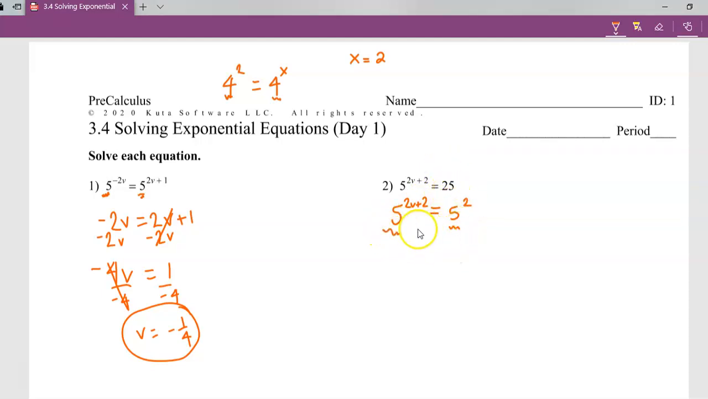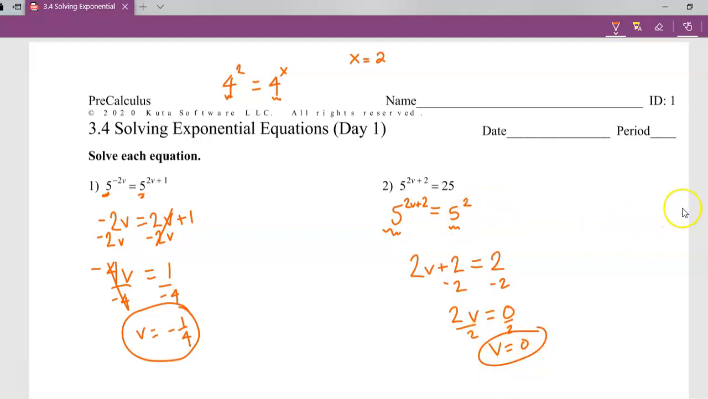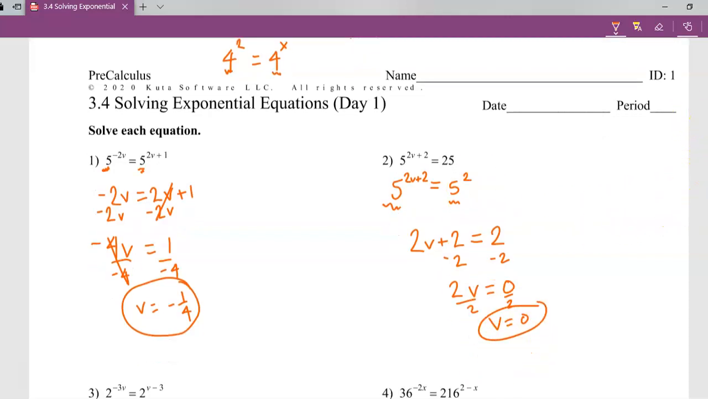Now my bases match. They're both 5s, so I can drop them and just look at the exponents. So I know that 2v plus 2 must equal 2 in order for the two sides of the equation to equal each other. Get v by itself by subtracting 2 from both sides. So 2v equals 0. Divide by 2. 0 divided by 2 is just 0. So in that one, v would have to be 0 for those two sides to equal each other.